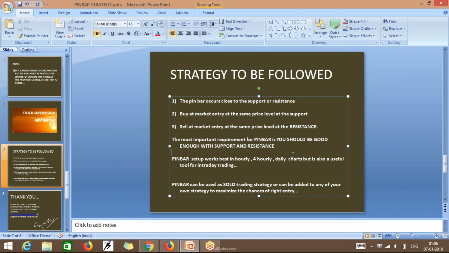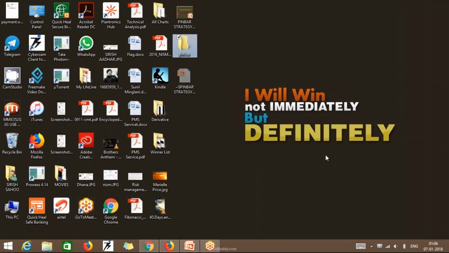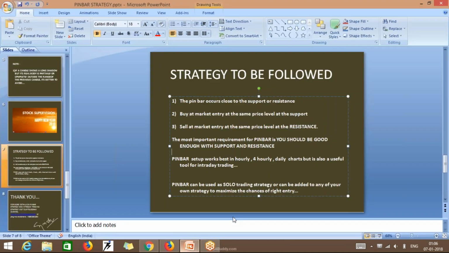Pin bar can be used as a solo trading strategy. It can be a single trading strategy, or it can be added to your own strategy which you are following currently. Let's take one example so that it would be clear enough what exactly pin bar is all about.